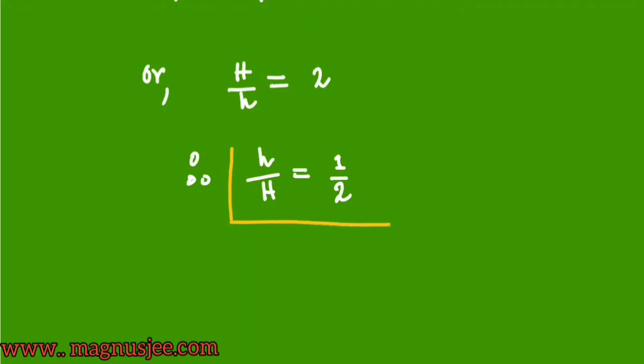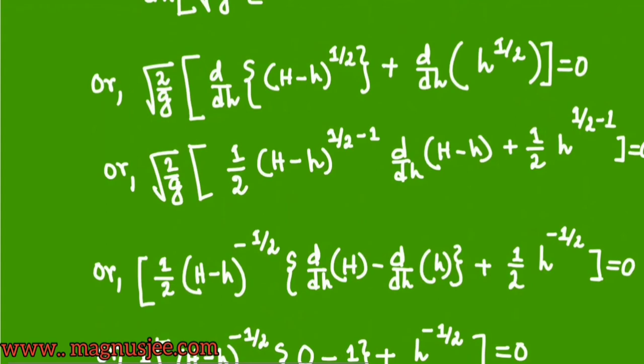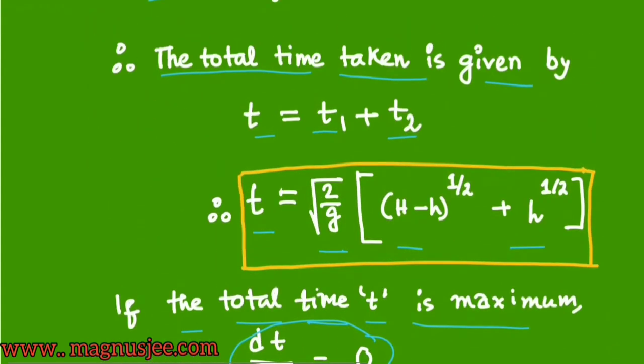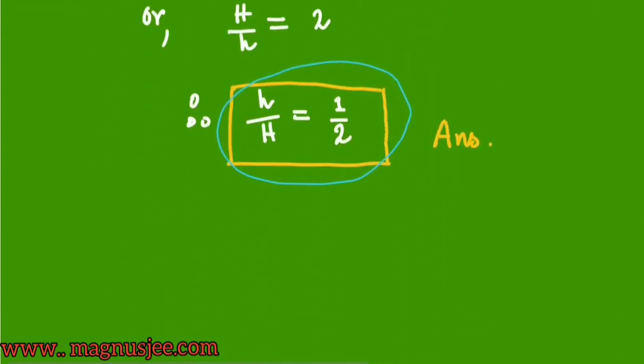So this is the value of the ratio h by H for which the body will take the maximum time to reach the ground from the point P to the point N. h by H is equal to 1 by 2; that is, the value of the ratio of the two heights is 1 by 2. In this case, the total time to travel from the height capital H to the ground in the absence of the inclined plane will be what?